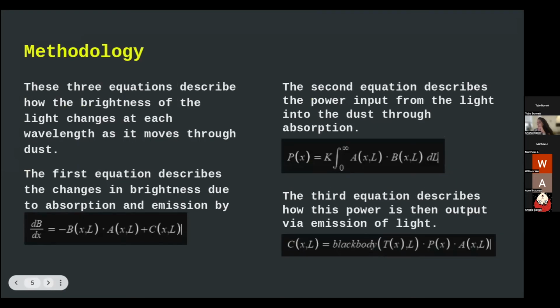These three equations describe how the brightness of the light changes at each wavelength as it moves through dust. The first equation describes the changes in brightness due to absorption and emission by the dust. The second equation describes the power input from the light into the dust through absorption. And the third equation describes how this power is then output via emission of light.